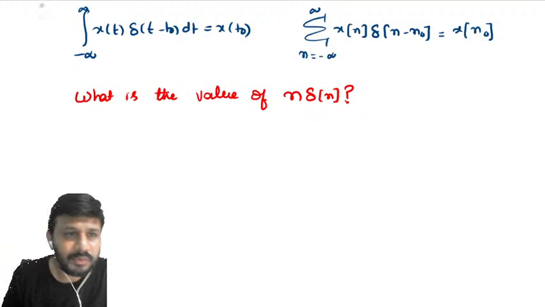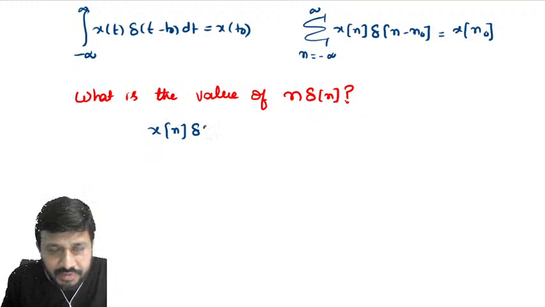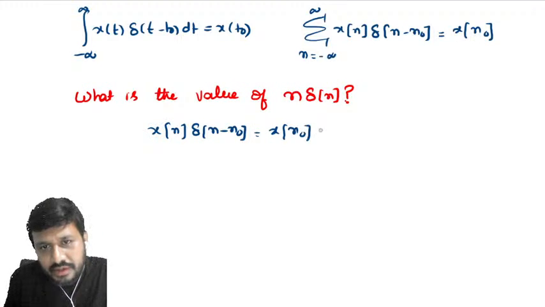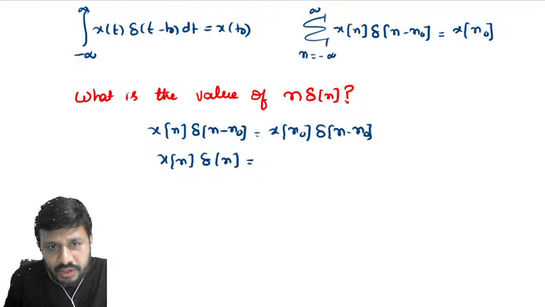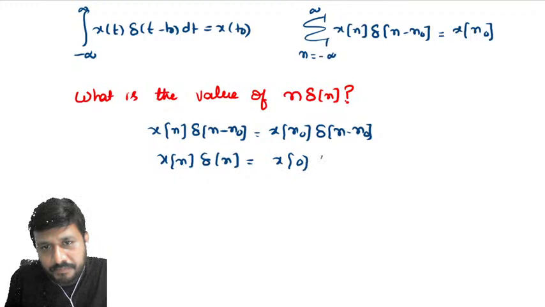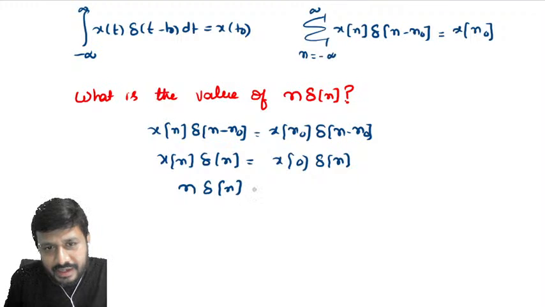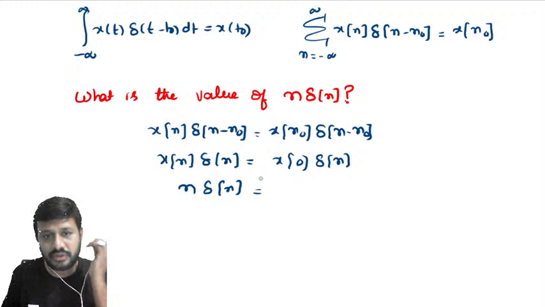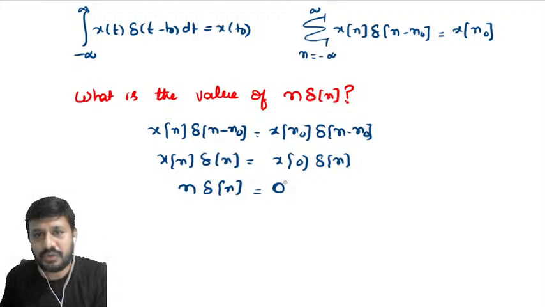See, n del n means use the product property. Product property, what does it say? X of n into del of n minus n naught is nothing but x of n naught into del of n minus n naught. Or I can simplify: if I take n naught to be 0, x of n into del of n is x of 0 into del of n. So for n del n, simply substitute the value of n to be 0. So this will become 0. So remember, n del n value is 0.